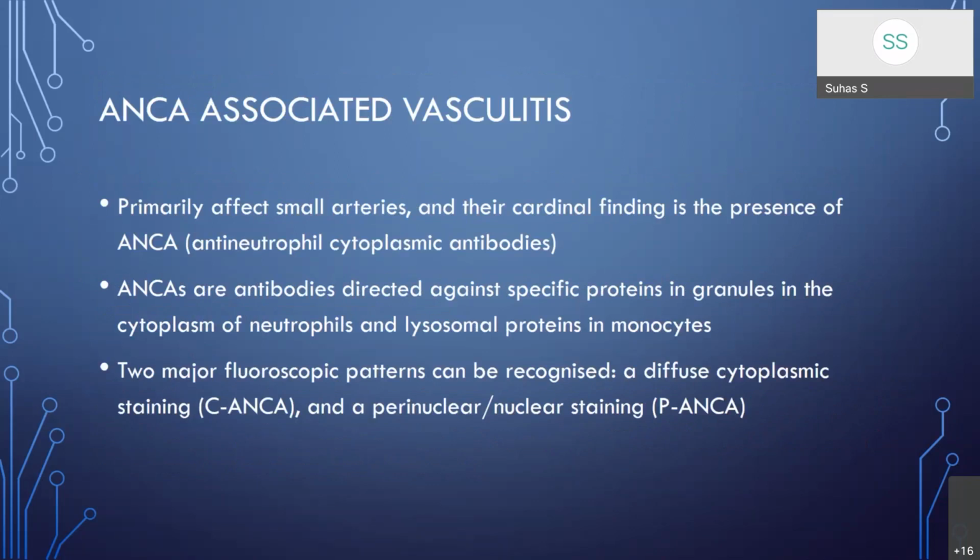We have ANCA-associated vasculitis. This primarily affects small arteries, and the cardinal finding is the presence of anti-neutrophil cytoplasmic antibodies. So these are antibodies directed against specific proteins in the granules of the cytoplasm of neutrophils and lysosomal proteins in monocytes. So we have two major fluorescence patterns that can be recognized. We have a diffuse cytoplasmic staining that is called C-ANCA, and we have a perinuclear or nuclear staining which is called P-ANCA.